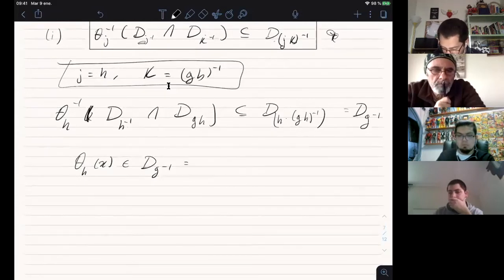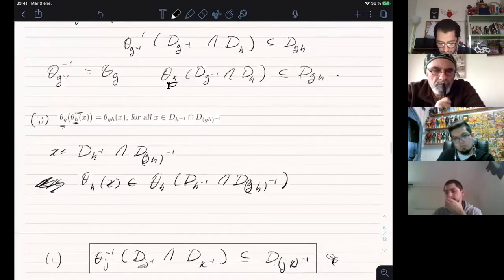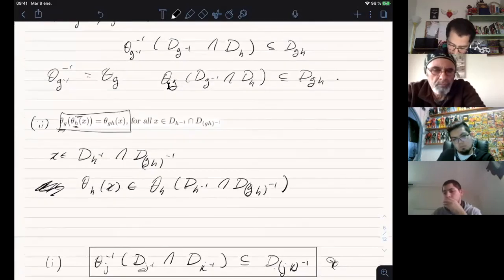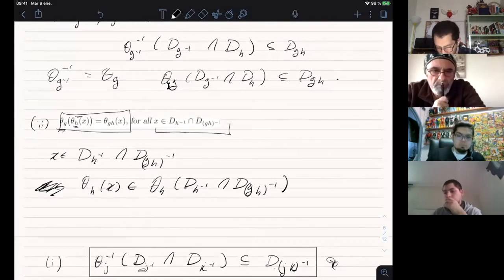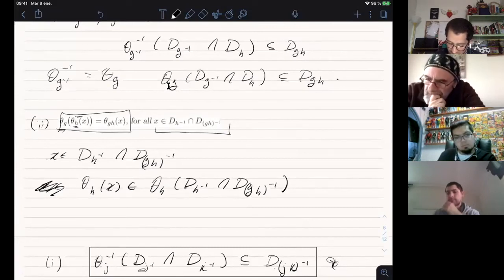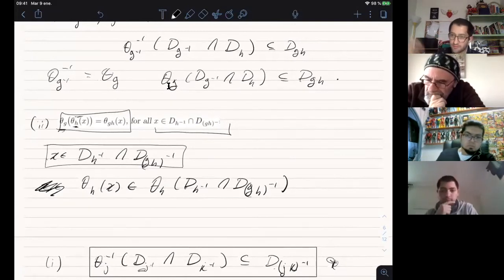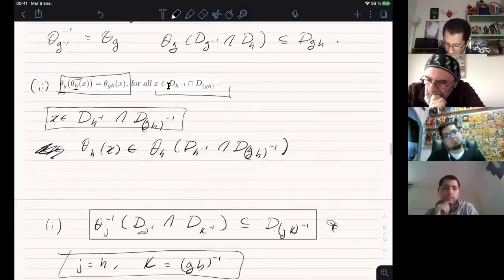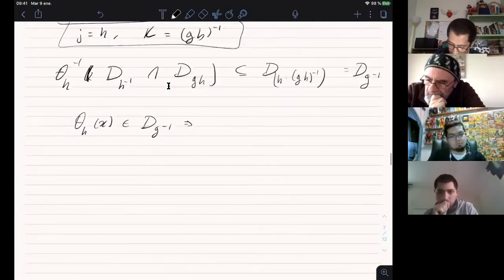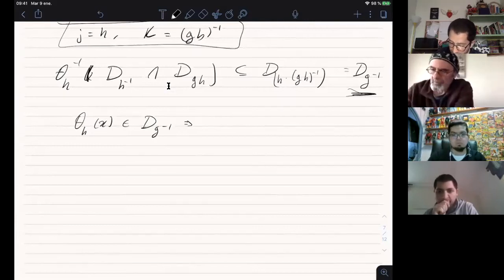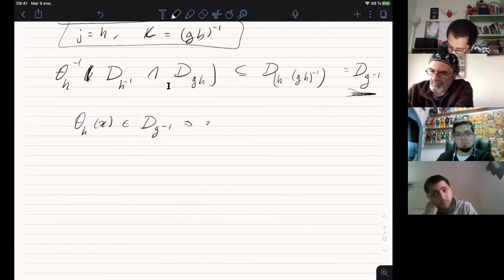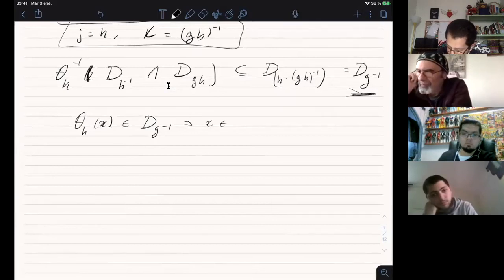And then remember, we wanted to show this type of composition when X belongs to this intersection. Then what we need to prove is that if X belongs to this set, then the image of X by theta H is going to belong to the domain of theta G. Then what we prove here is that theta H of X belongs to this, then X belongs to the domain of the composition.